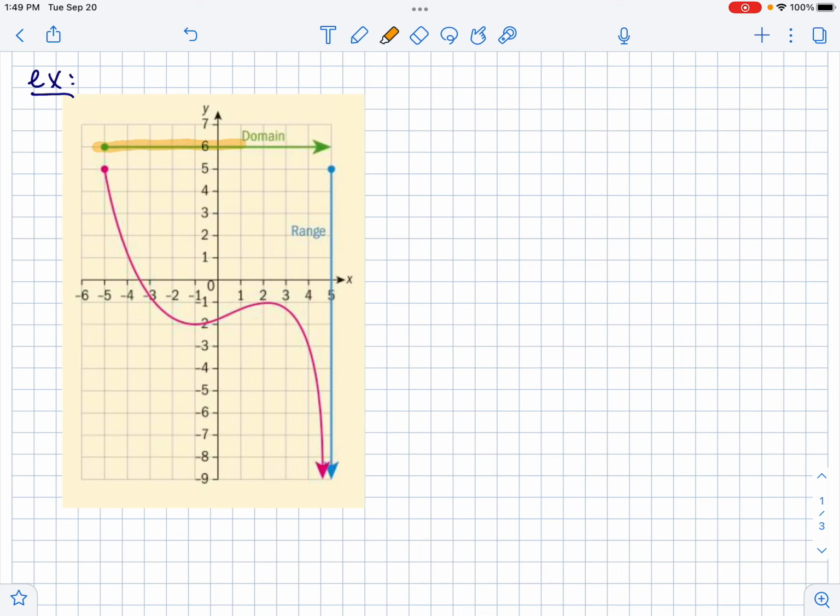Remember that a domain is all the possible inputs for the function. So holding your pencil vertically, what x values it would touch. And then if you hold your pencil horizontally and trace the function, you're going to see all of the range, all of the possible outputs of the function. So if I go vertically here, the first spot that this graph touches is -5.